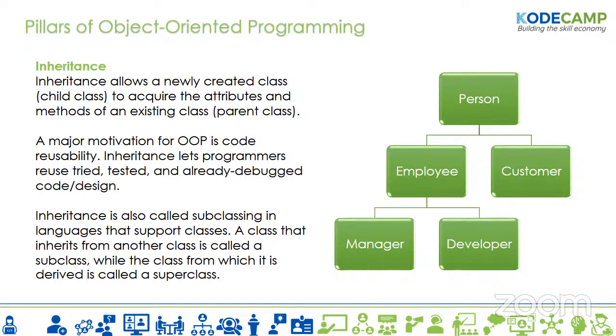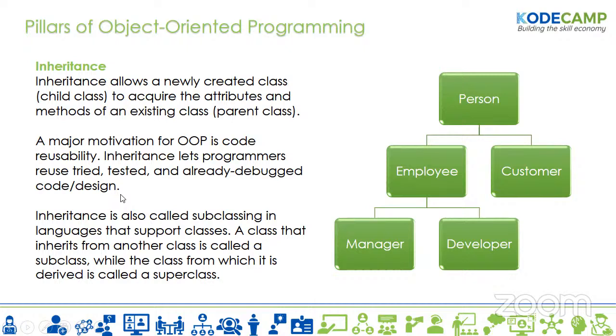to that setup. So if you go now, you have imported the module, and then you now instantiate it by saying const app equals express, and at that point you are saying that you have taken on the functionalities that are available on the express module. So reusability is key, or the major motivation. Now, it also allows programmers to reuse tried, tested, and already debugged code and designs.